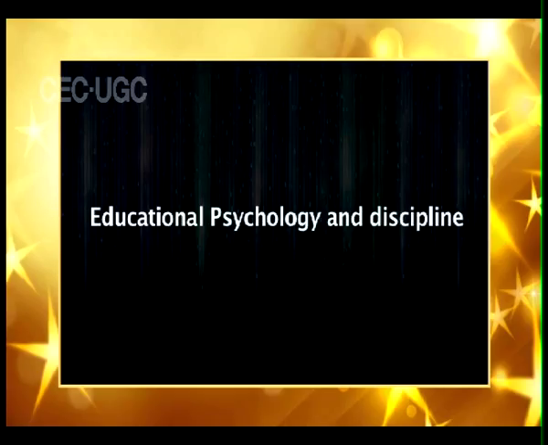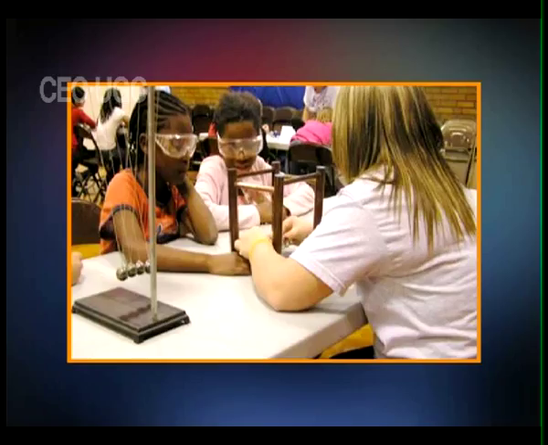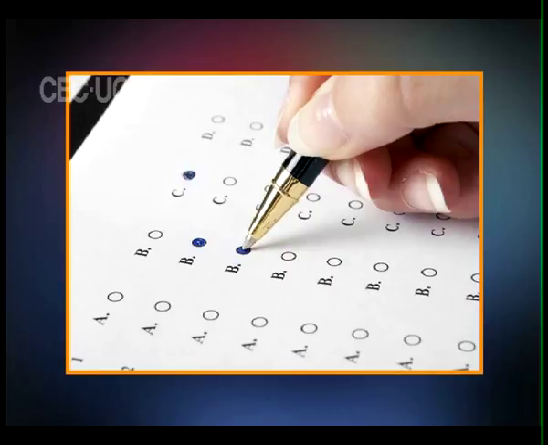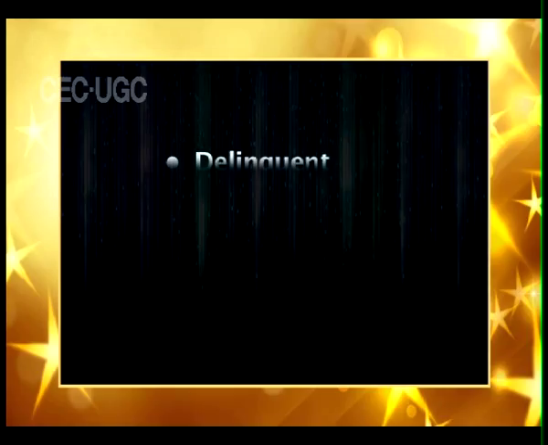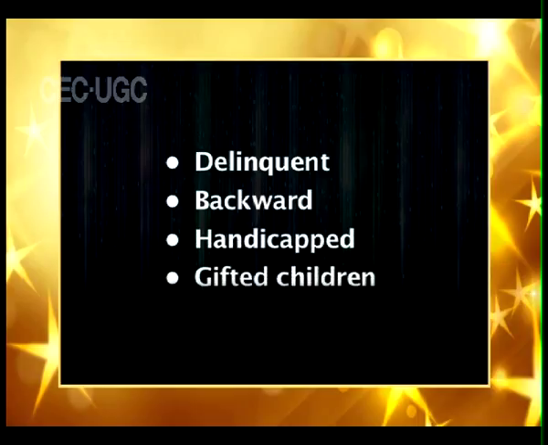Number 5, educational psychology and discipline. The problems of discipline can be checked through proper psychological techniques. Psychology tells us the ways of dealing with the problems of delinquent, backward, handicapped, and gifted children and helps in maintaining discipline. It states that discipline should be self-discipline, dynamic, constructive, through proper participation in purposeful activities.